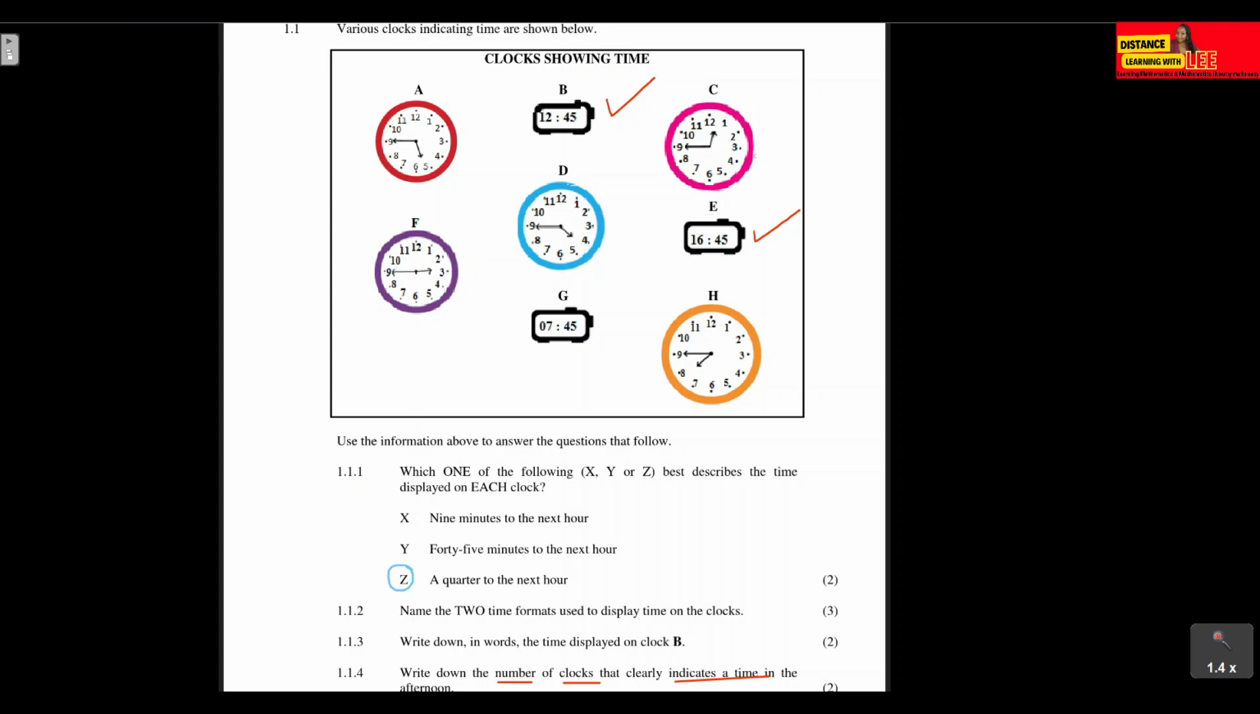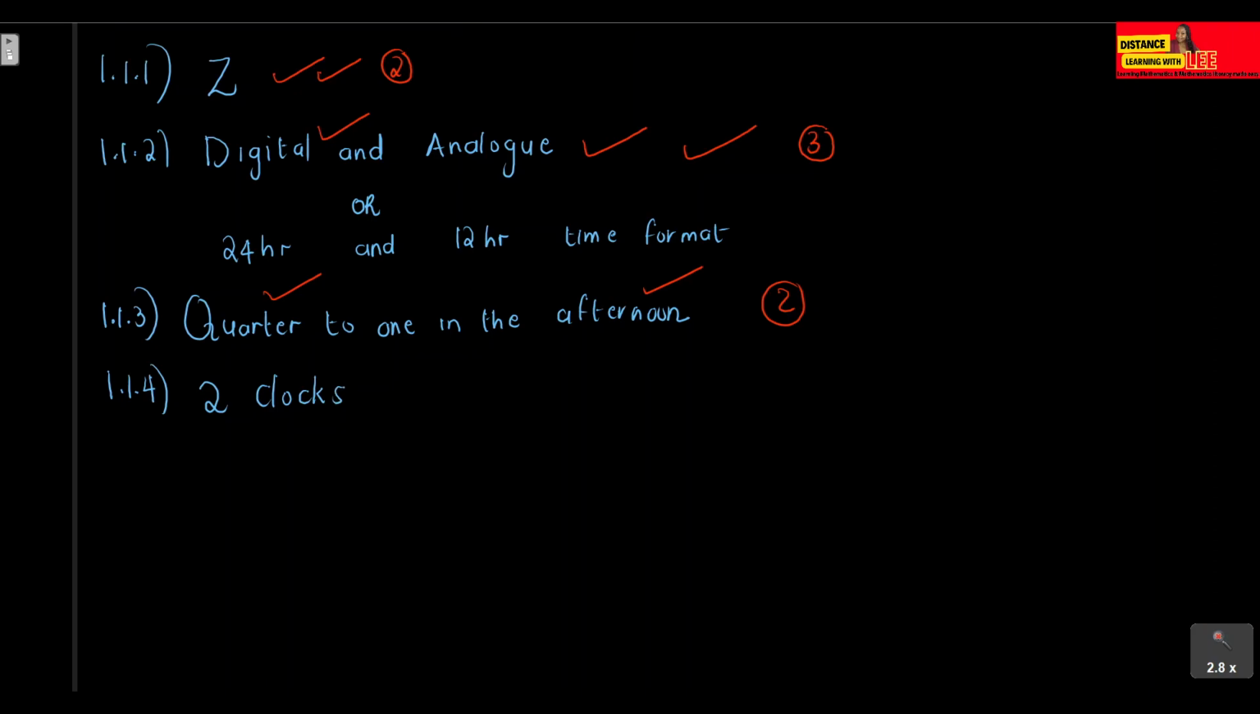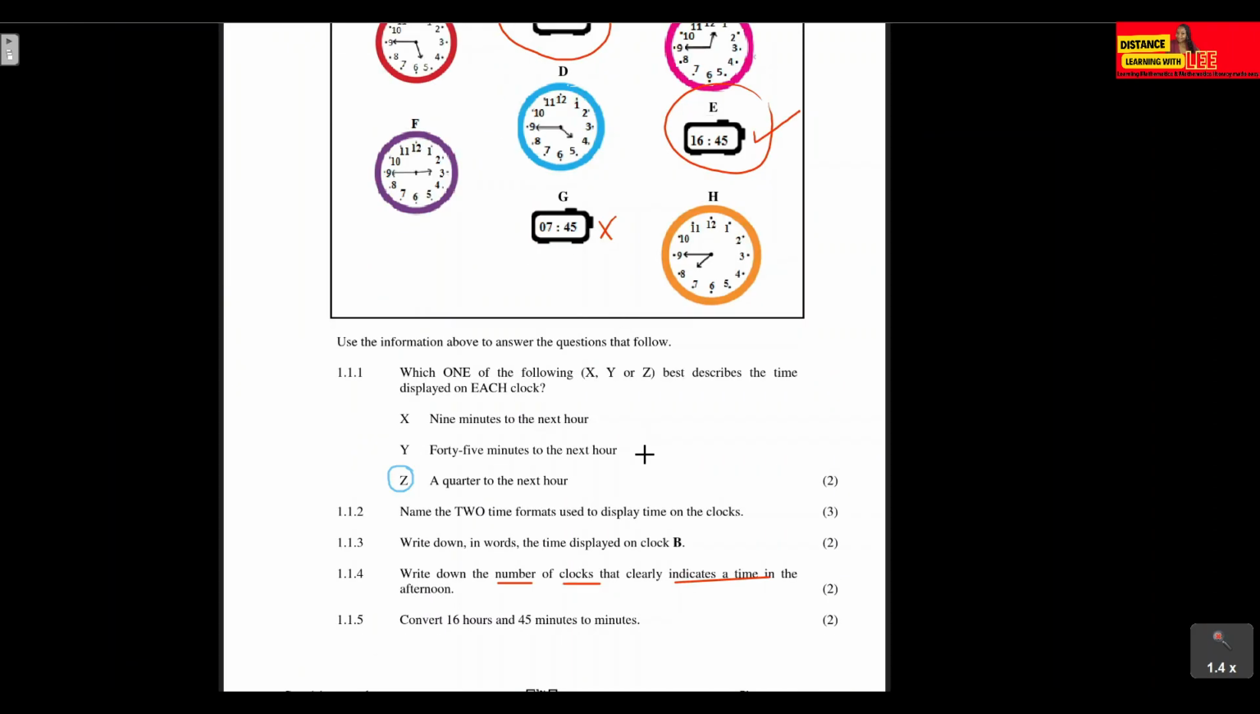What about G? G does not indicate a time in the afternoon. It's 7:45, so it's quarter to 8 in the morning. So that digital clock does not tell us about the time in the afternoon. Here, the number of clocks that clearly indicate a time in the afternoon is just 2 clocks. So we're going to write that down, and you will get 2 marks for that.